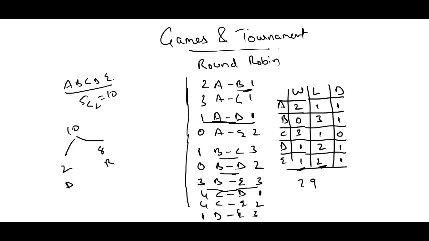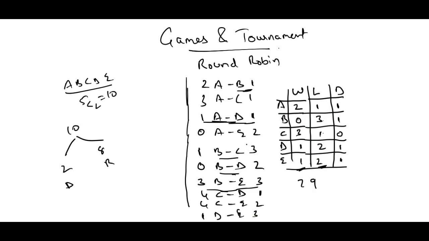Let's come to C. C will be having 1 loss against A, C will be having a win against B, C has a win against D and E. So 3 wins and 1 loss. Coming to D, D has a draw against A, D has won against B, D has lost against C and D has lost against E. So it has 2 losses and 1 win which is against B, and 1 draw.